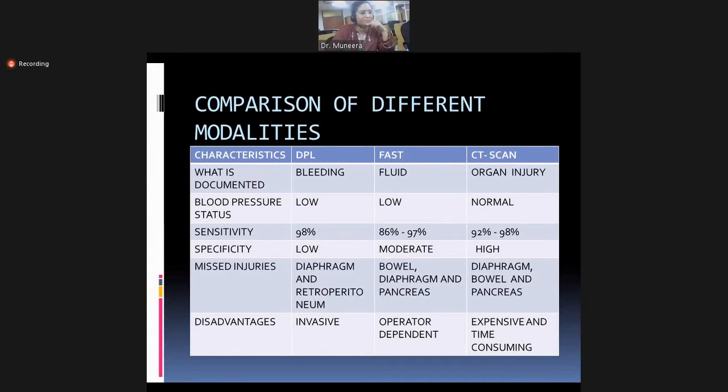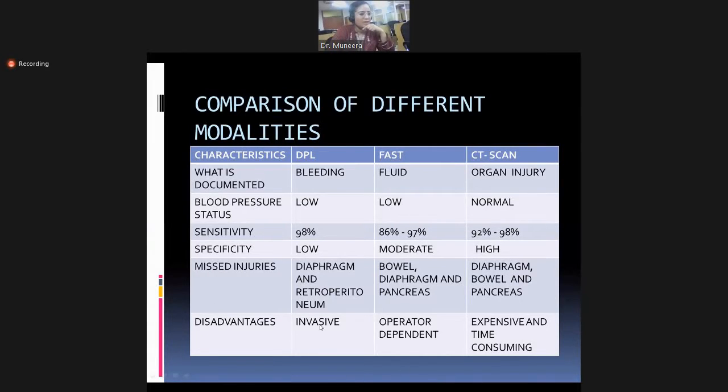Remember that. As per sensitivity, DPL has a sensitivity of 98%, FAST around 80 to 97% because it's operator dependent, and CT scanner is at 98% sensitivity. Specificity wise, DPL has a low one, FAST has moderate, and CT scan has a very high specificity. What are the injuries you might miss on DPL? Diaphragm and retroperitoneum. FAST may miss bowel, diaphragm, and pancreas. On CT scanners, normally you again miss diaphragm, bowel, and pancreas.